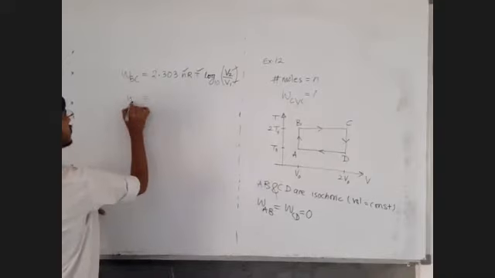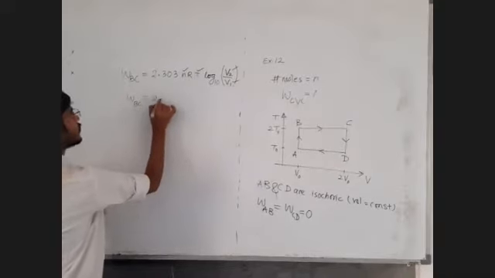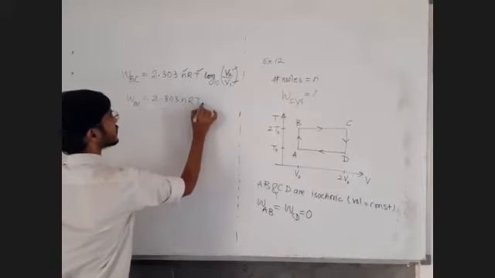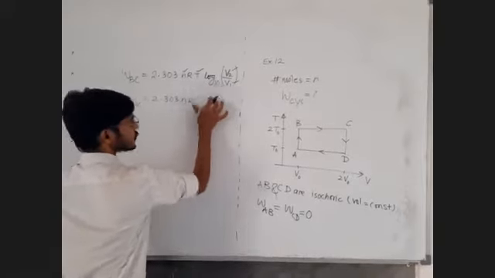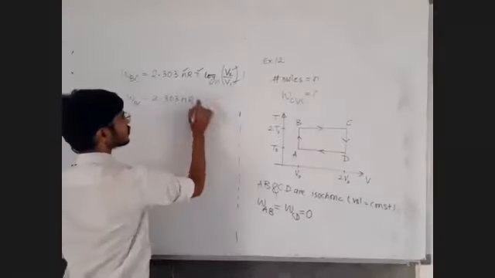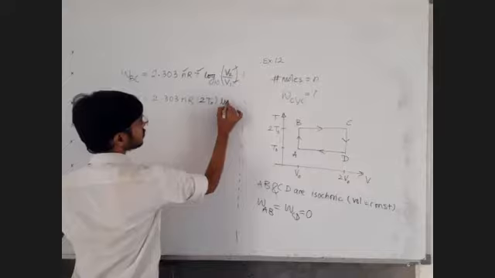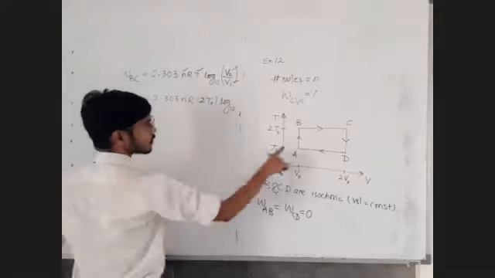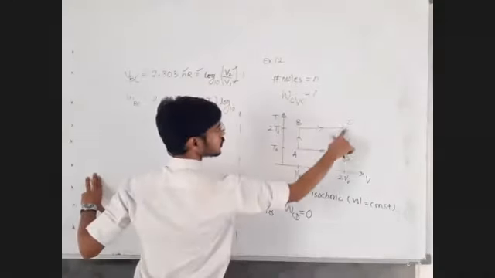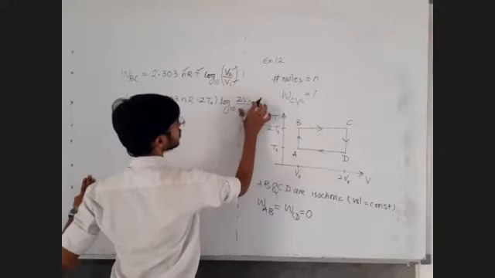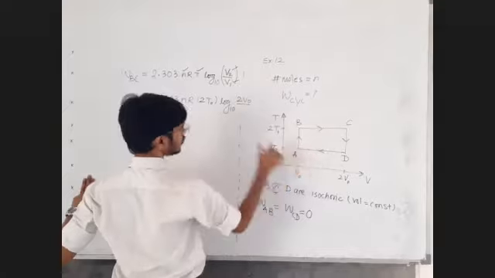So work done in the process B to C will be 2.303 nRT. What is T? Sir, T is 2 times T0. So 2 times T0 log to the base 10 of V2 upon V1. Sir, for B to C, final is 2 times V0, and initial volume at point B is V0.